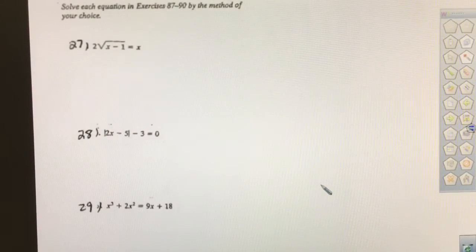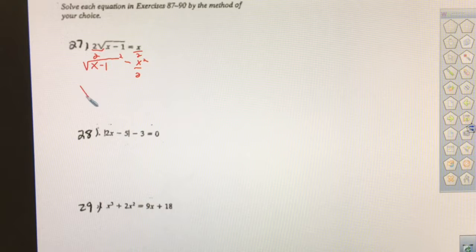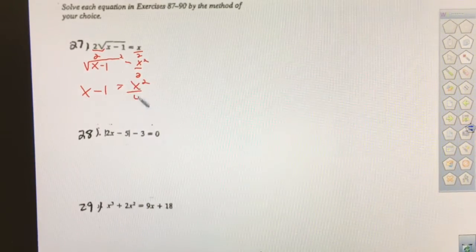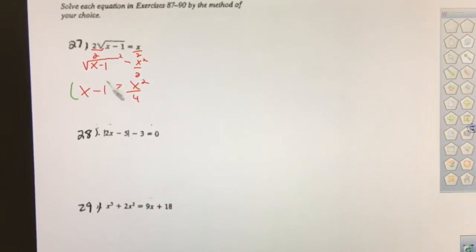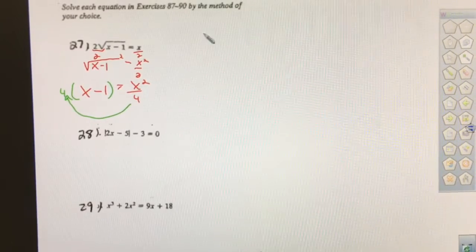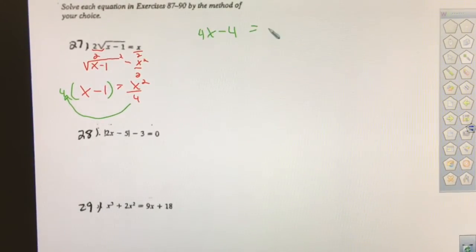Solve each equation by method of my choice. So the first thing I'm going to do is divide by 2. I could have squared both sides. I don't know. So that's going to give me the square root of x minus 1, and that's equal to x over 2. I'm going to square both sides. And that's going to give me x minus 1 equals x squared over 4. Now I'm going to multiply both sides by 4 to get rid of the fraction. When I do that, I have to distribute it. So that's going to give me 4x minus 4 equals x squared.